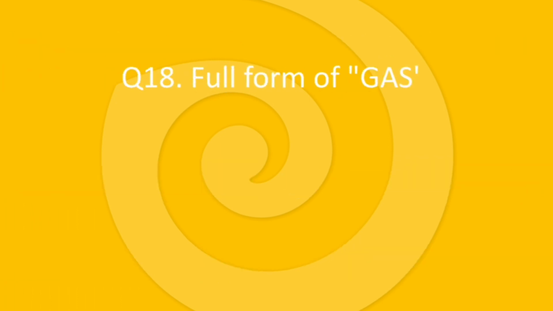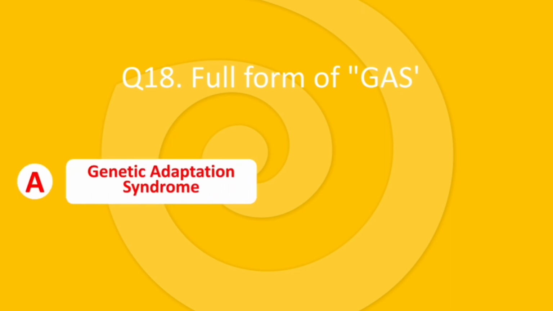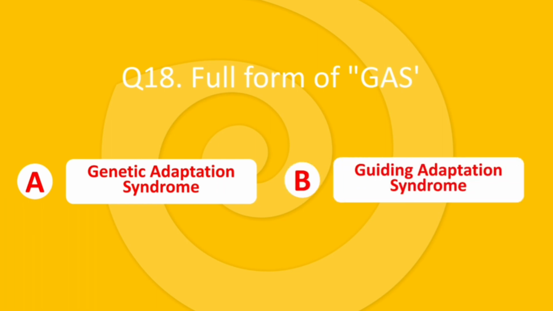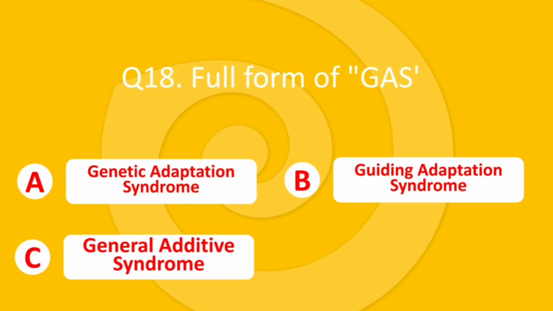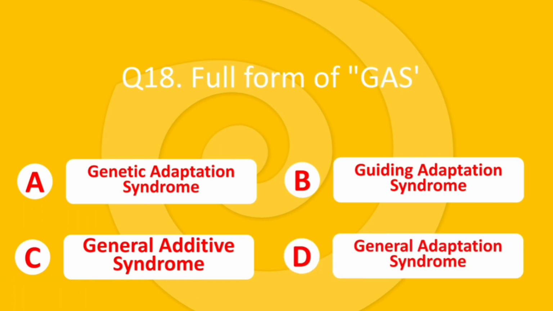Question number 18. What is the full form of GAS? Option A, genetic adaptation syndrome, option B, guiding adaptation syndrome, option C, general additive syndrome, or option D, general adaptation syndrome. So the right answer is option D, general adaptation syndrome.